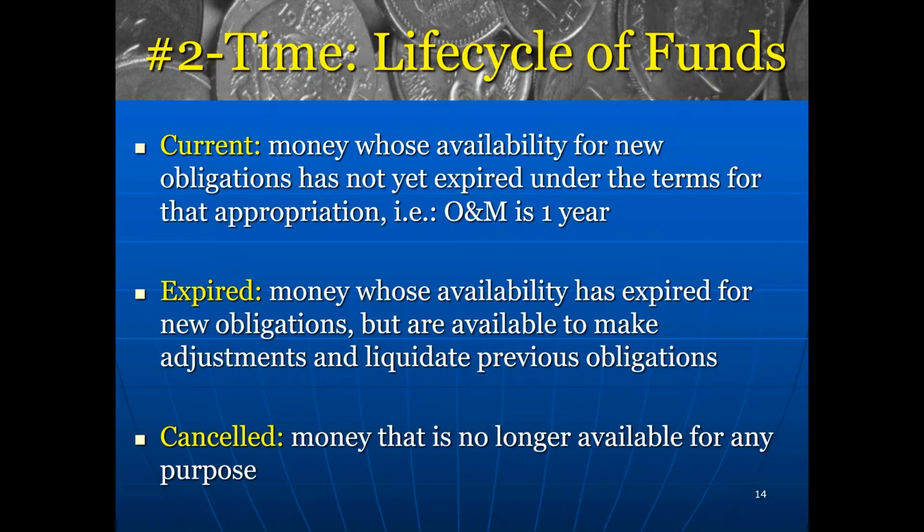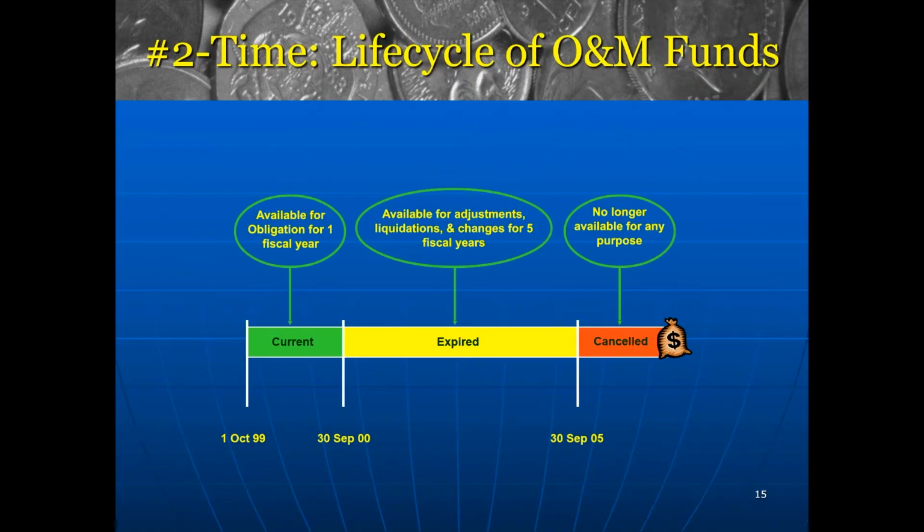Life cycle of funds. Definition of current is money whose availability for new obligations has not yet expired under the terms for that appropriation. Example, O&M is 1 year. Expired is money whose availability has expired for new obligations but are available to make adjustments and liquidate previous obligations. And canceled, money that is no longer available for any purpose. One way to understand this concept is with this chart.